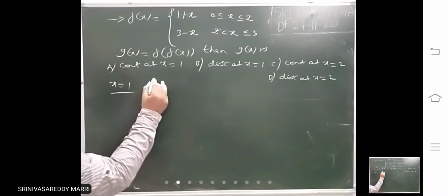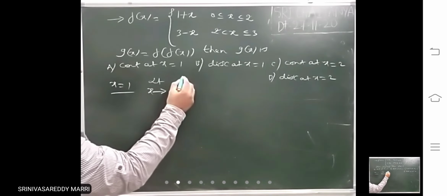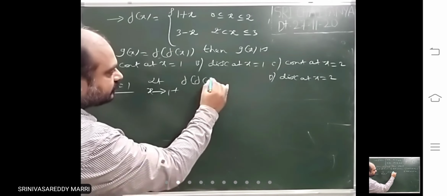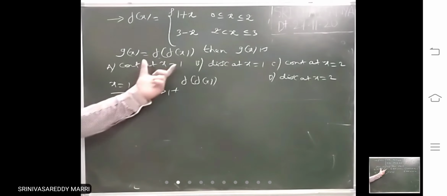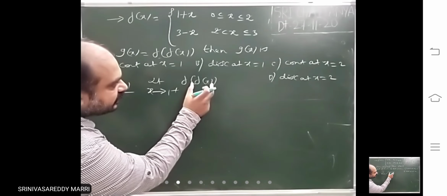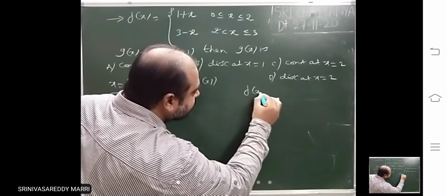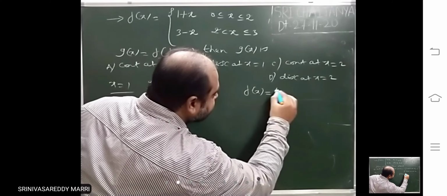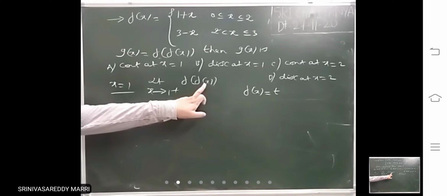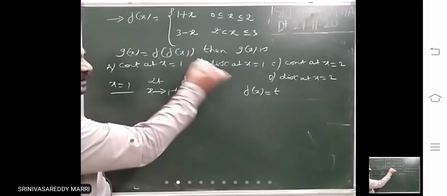So what you need to calculate? Limit x tends to 1 plus g of x. G of x means what? Limit x tends to 1 plus this. While dealing with a composite function, always take that inside function as some t. You take that as t. This will become f of t. Now t tends to what you have to write? This complete limit you convert into t.